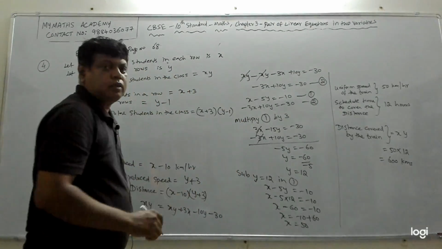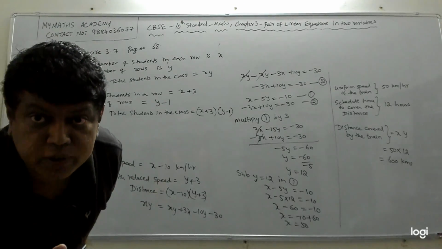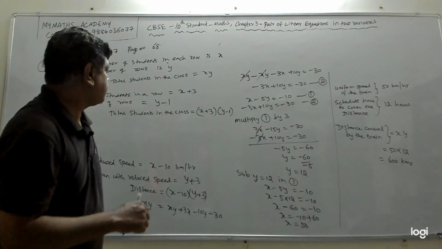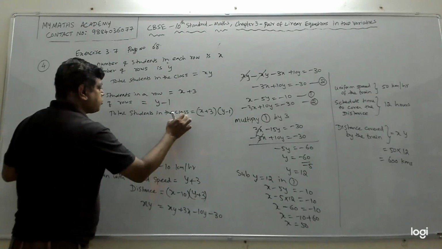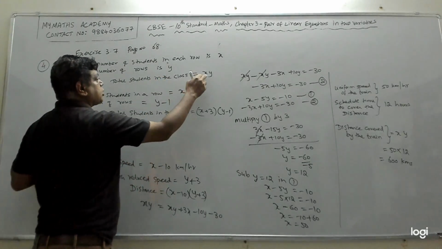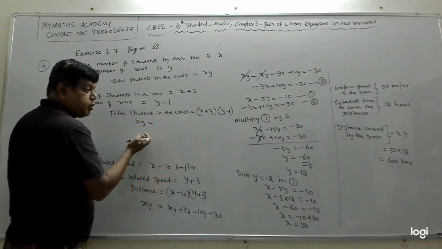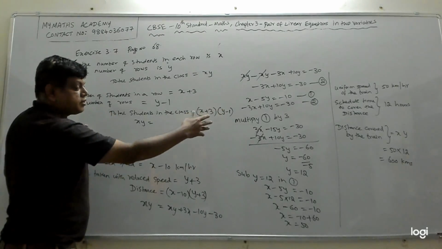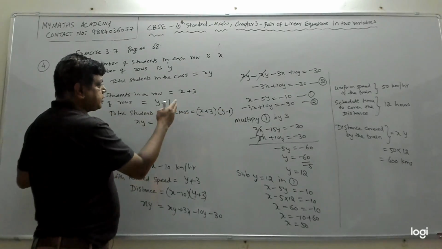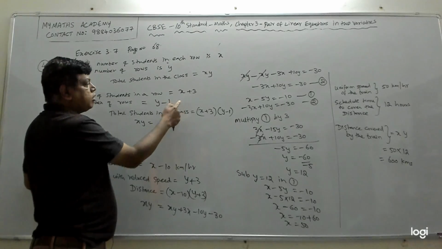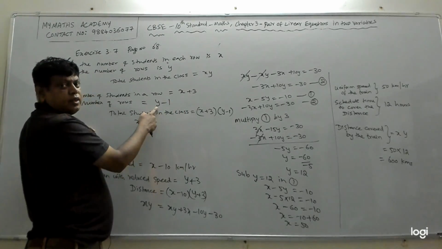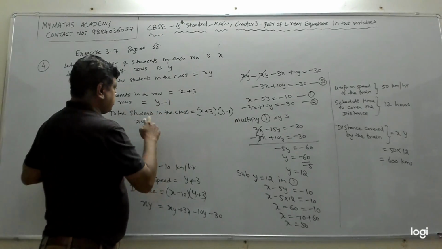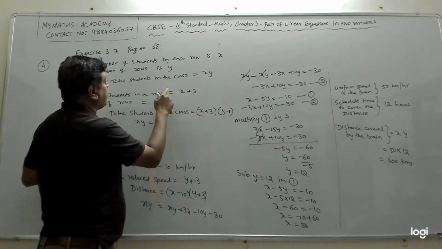Y minus 1. That will give the total number of students in the class. Right? So now what is the total number of students in the class as per this xy? So I will put xy. This is similar to the previous problem that we did, distance and speed. Same way. Here instead of speed, we have the number of students in a row. Instead of time, we have the number of rows. So the total number of students in the class is xy.